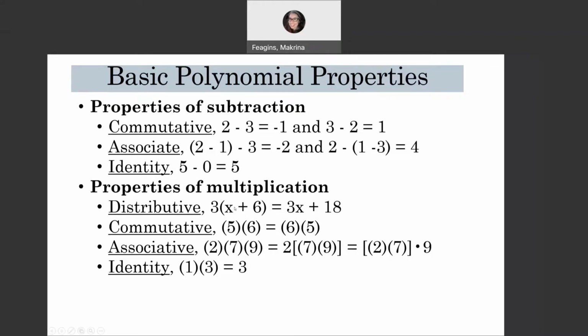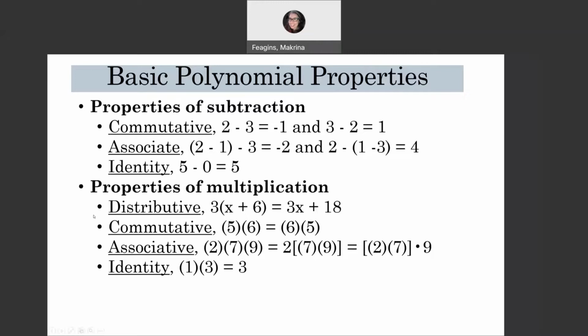Distributive property, we've been doing this. You get to do it a lot in algebra. So you basically multiply to clear out those parentheses. So 3x plus 18 for the first one.